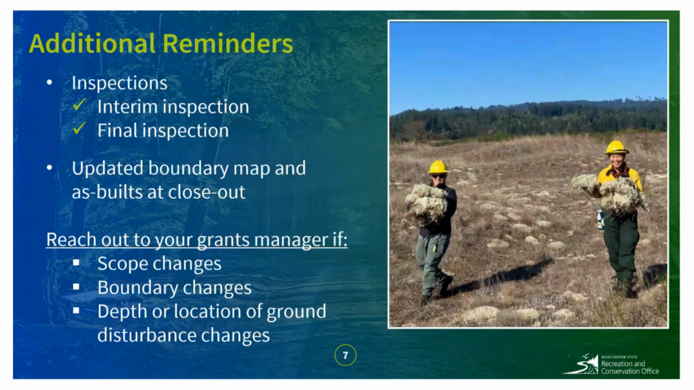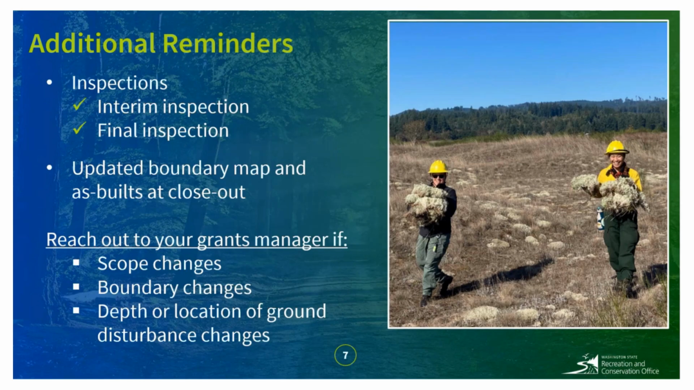RCO may perform an interim inspection while construction is underway. At the end of your project, a final inspection will also be conducted to ensure the project is completed as described in your grant agreement scope, with accessible routes to all developed project elements. As part of closeout, you will also need to update the boundary map you submitted during application and provide as-built or record drawings if they exist. These closeout requirements are covered in more detail in our closeout segment, as well as in the manuals.